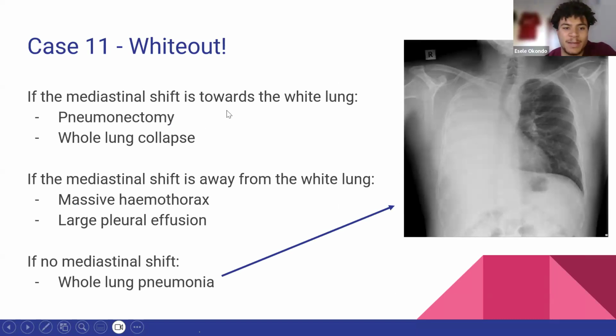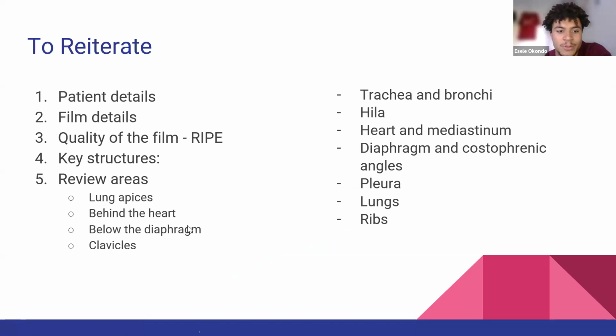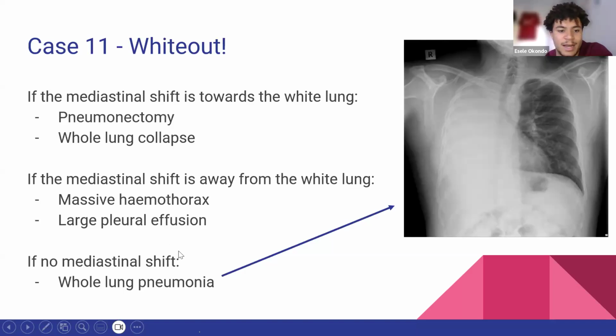If the mediastinal shift is towards the white lung, then we have a pneumonectomy or a whole lung collapse. And if the mediastinal shift is away from the right lung, then we have a massive hemothorax, so bleeding into the chest cavity or into the lung, or an extremely large pleural effusion. And if we have no mediastinal shift, then it can be a whole lung pneumonia, which isn't unheard of at all.